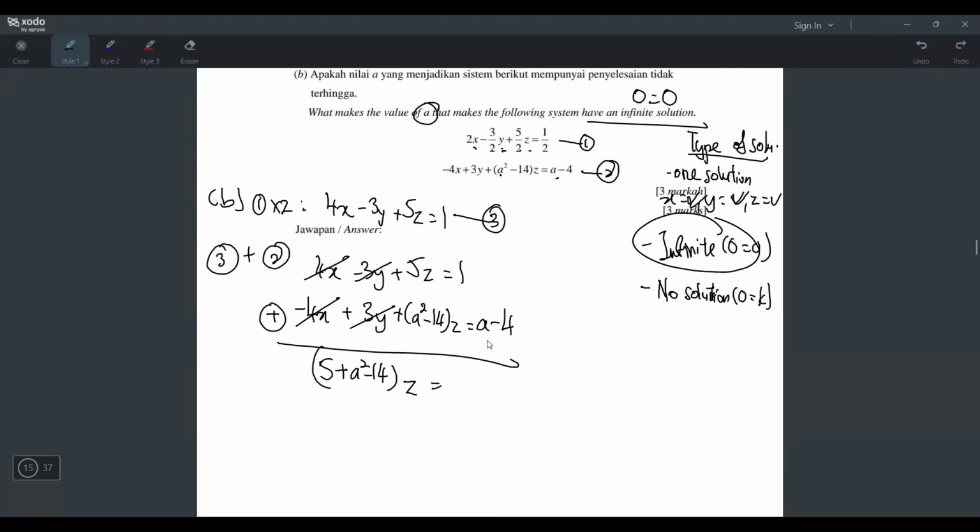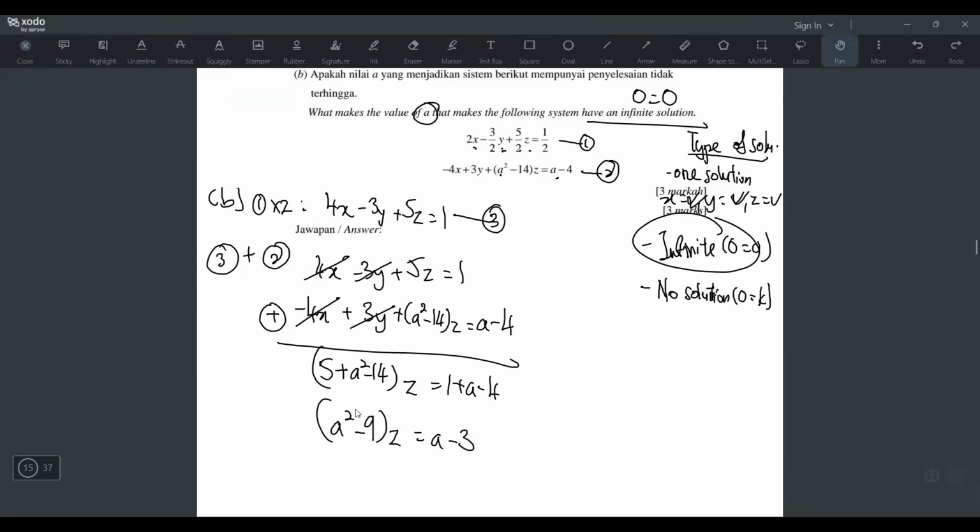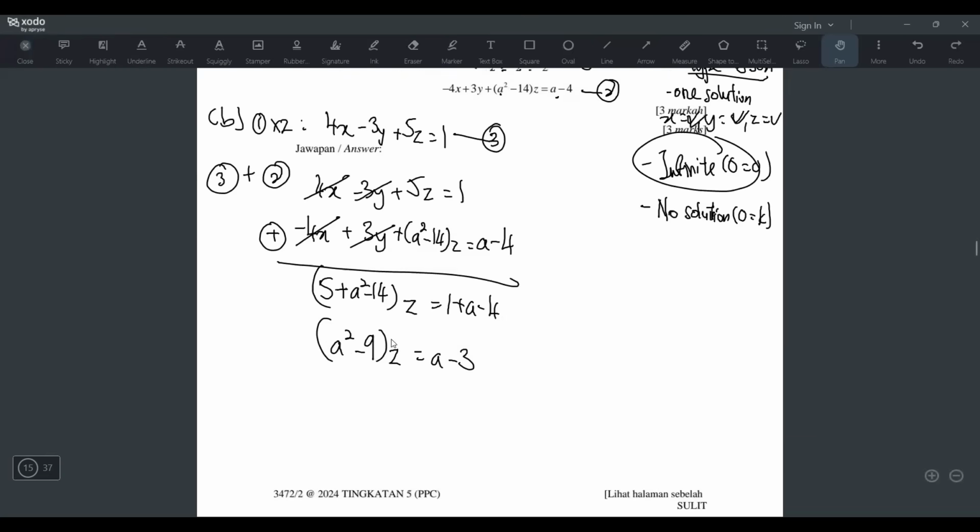Okay, and then the other side will be 1 plus a minus 4, which is just 1 plus a minus 4, like that. Okay, let's try to take 5 minus 14, because this can be done. So you will get a square, 5 minus 14 is negative 9, and then bracket z equals 1 plus a minus 4, which is a minus 3. Okay, this is what I end up with.